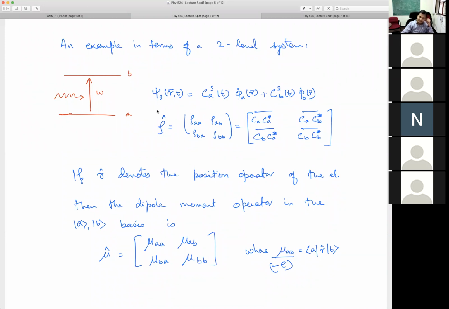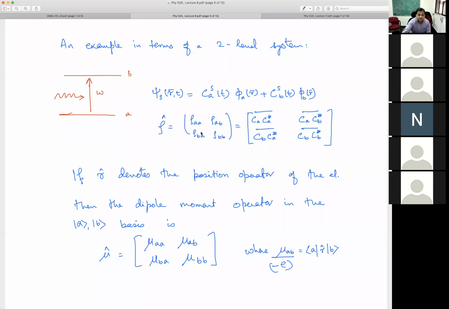I can define the density matrix, which will be a 2x2 matrix, rho AA, rho AB, rho BA, and rho BB, built from the coefficients. So rho AA has C A star, rho AB has C B star, rho BA has C A star, and rho BB has C B star. I take the ensemble average of this, and I get the density matrix. Okay, now this is the density matrix.